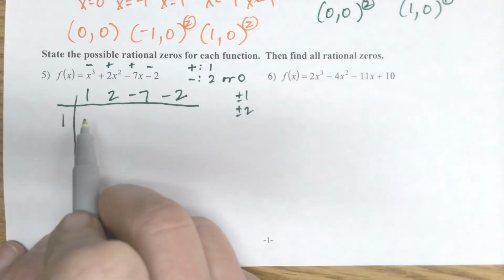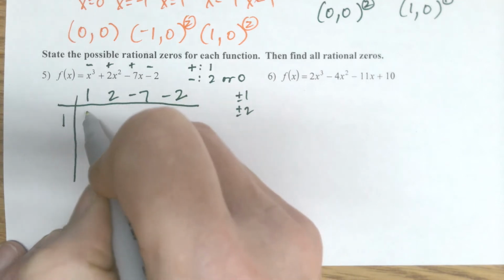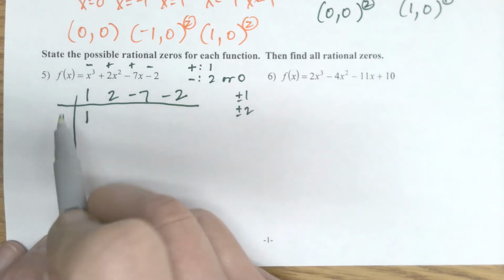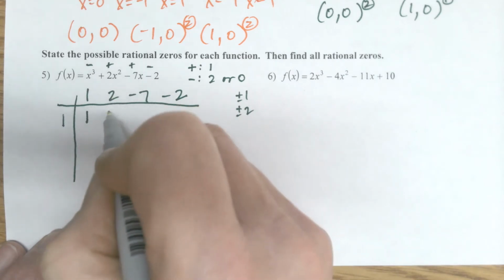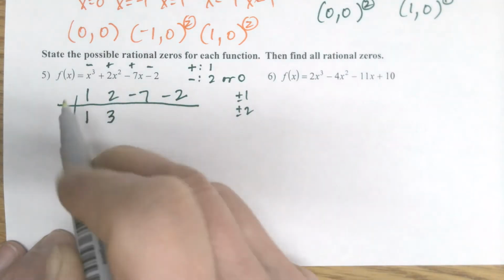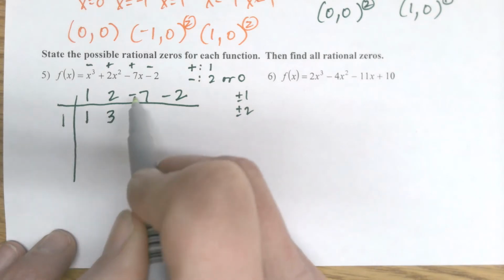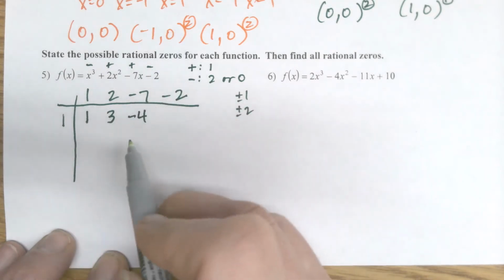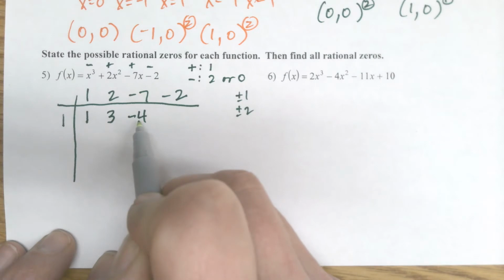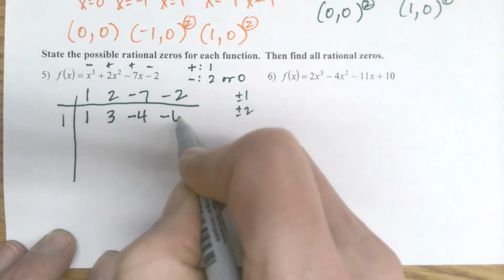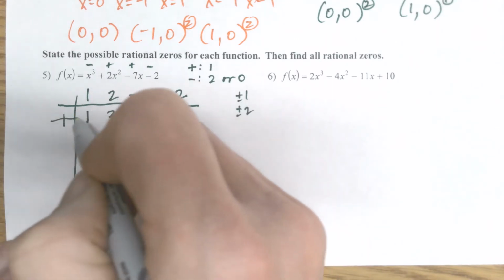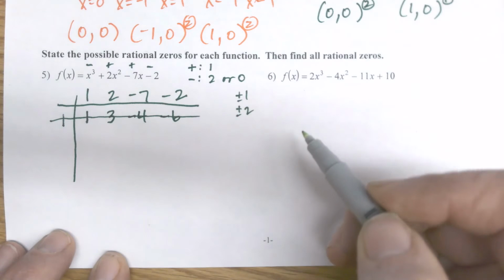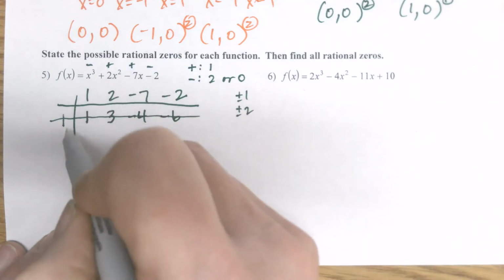So this is my quick version of this table. I bring down the original 1. So I'm going to multiply these together. 1 times 1 plus 2. That'll be the next number I write down. And I do 1 times 3 plus negative 7. That's the next number I write down. 1 times negative 4 plus negative 2. That's the next number I write down. This is not 0. Therefore, 1 is not a zero. Then it must be 2.